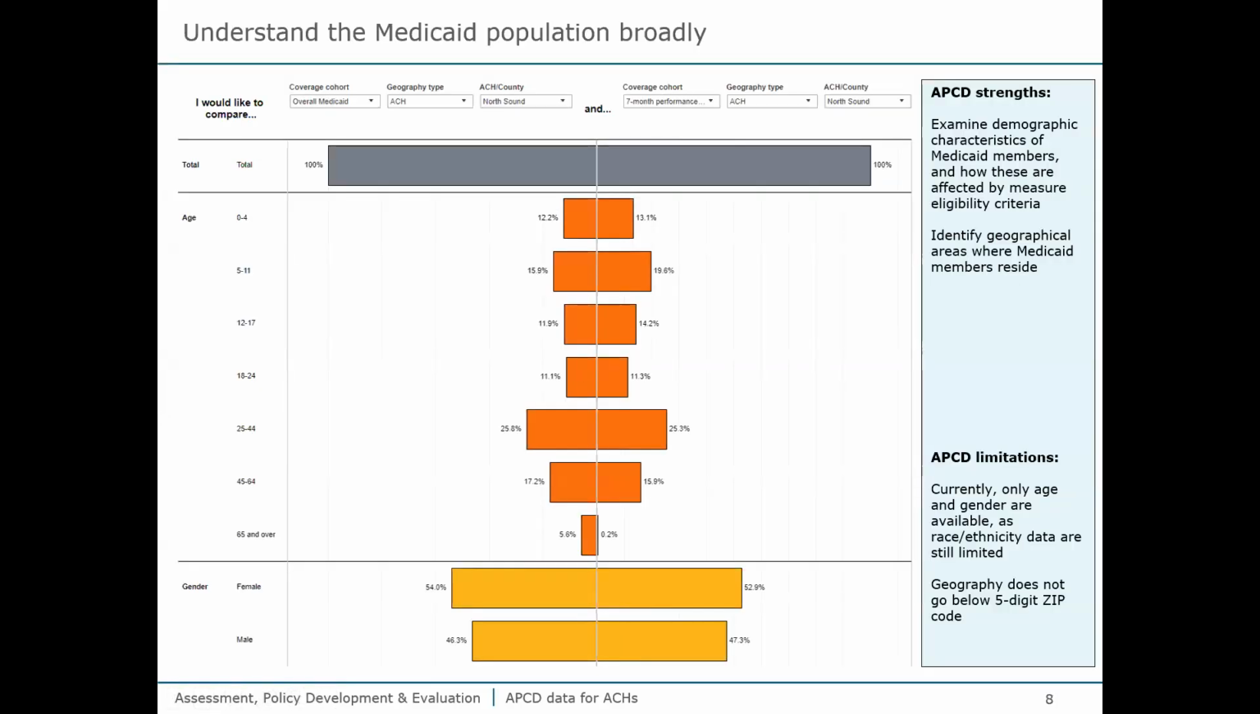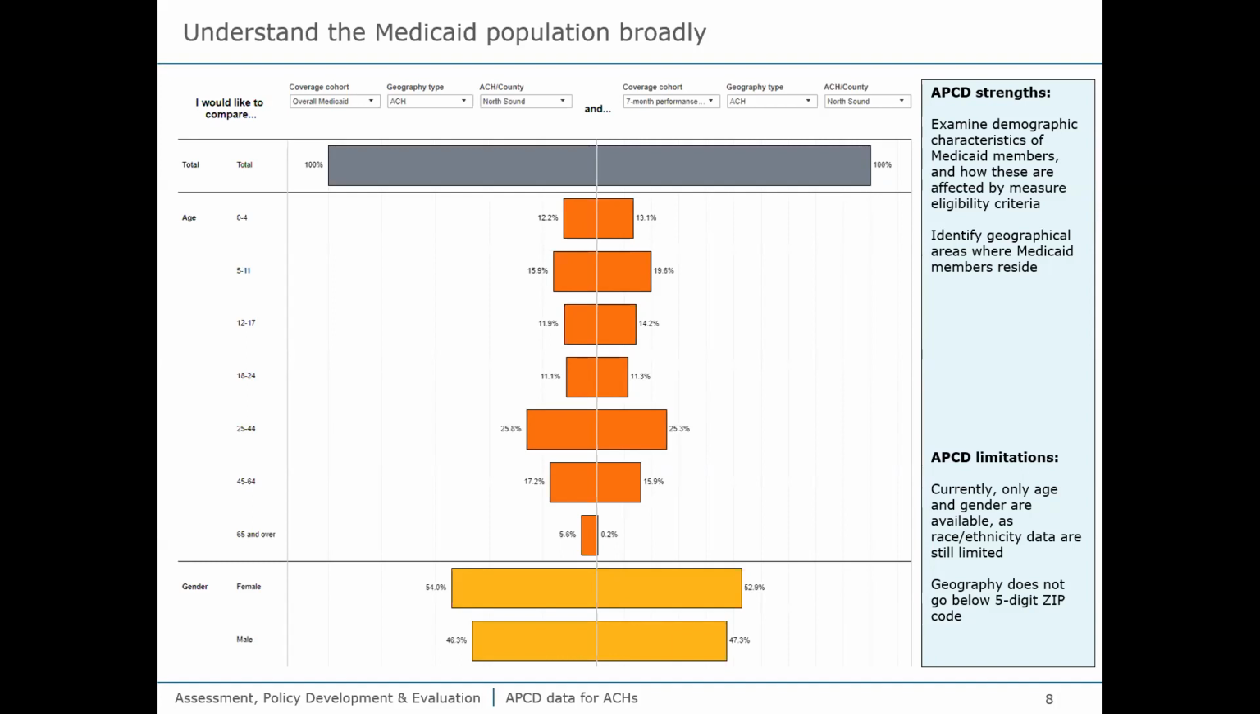So the first thing that we did with the data is try to understand, both so that we could validate the data, because we had other sources of Medicaid data, but also just to look across the state to understand the Medicaid population. So who are Medicaid members? Here's an example of one analysis we did early on. On the left, we see for North Sound ACH regions, these are for people living in North Sound ACH, who had at least 1 day of Medicaid coverage between June 2016 and May 2017, we can see the age breakdown and the gender breakdown for these individuals.